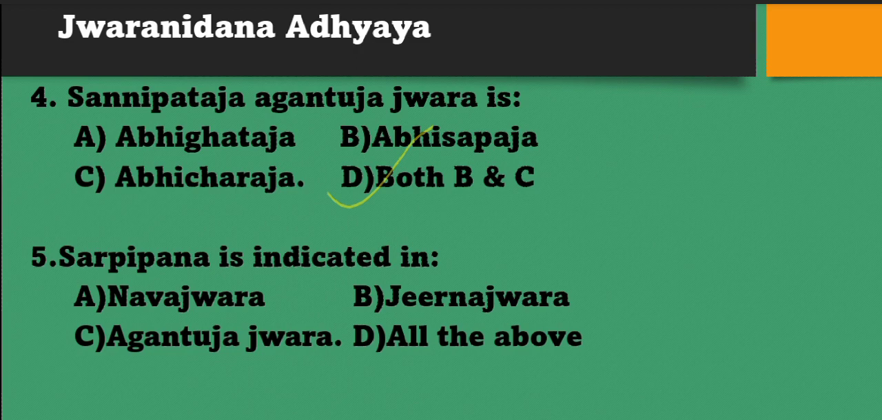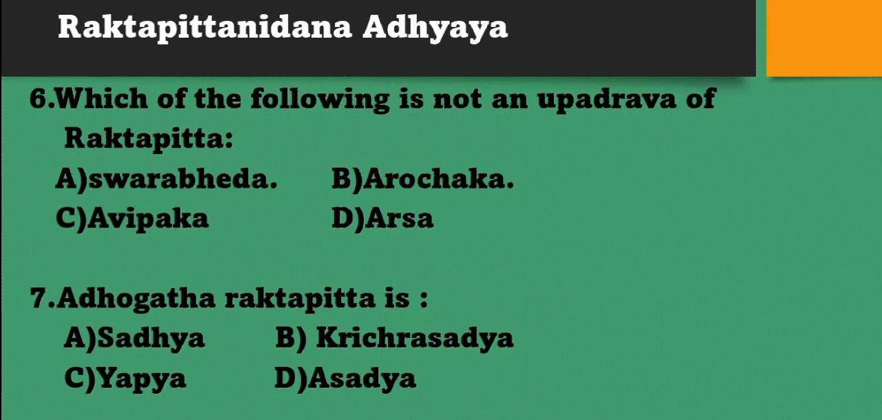Sarpipana is indicated in Navajvara, Jirna Jvara, Agantuja Jvara, all the above. Sarpipana is indicated in Jirna Jvara, option B. Which of the following is not an Upadrava of Rakta Pitta? Swarabheda, Arochaka, Avipaka, Arsha. Swarabheda, Arochaka, Avipaka are the Upadravas of Rakta Pitta. So the answer is option D, Arsha.